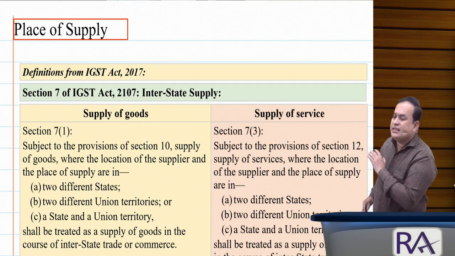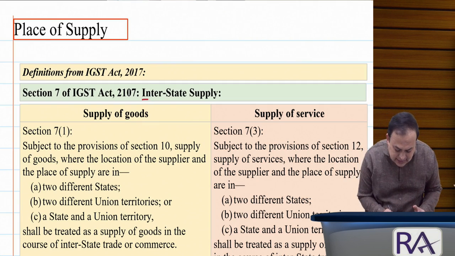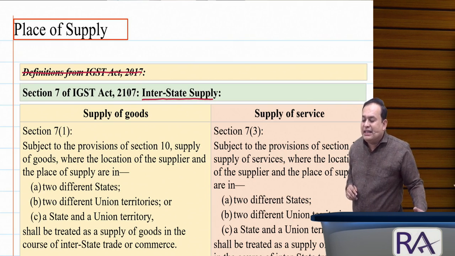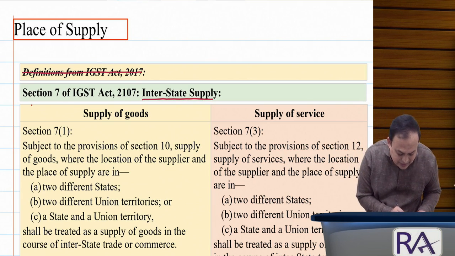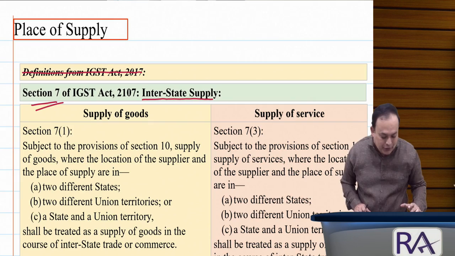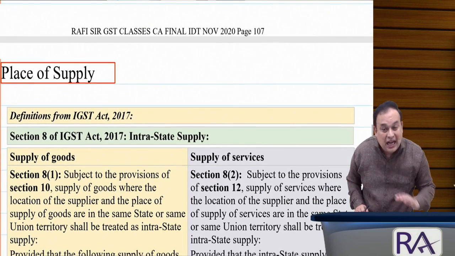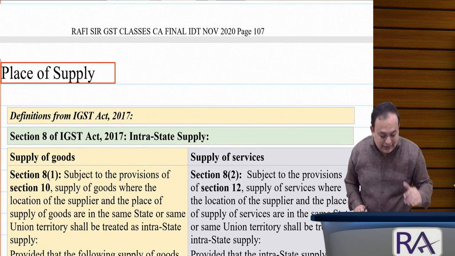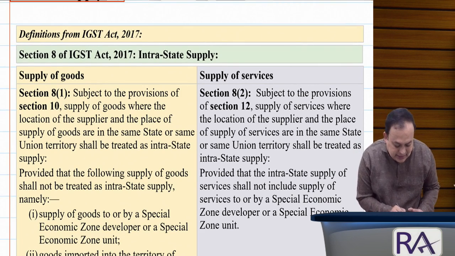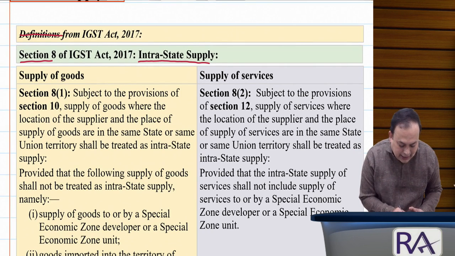Here, if you want to understand section 7, which talks about interstate supply, section 7 is understandable only when you understand section 8 of IGST. Therefore, from here I am moving on to section 8. After completion of section 8, I will come back to section 7. That will be fruitful to understand. Now I am bringing to your notice section 8 of IGST, which talks about intrastate supply.